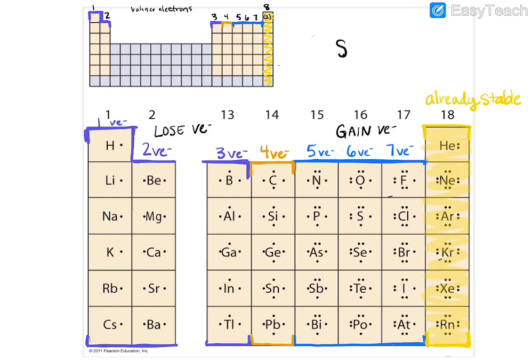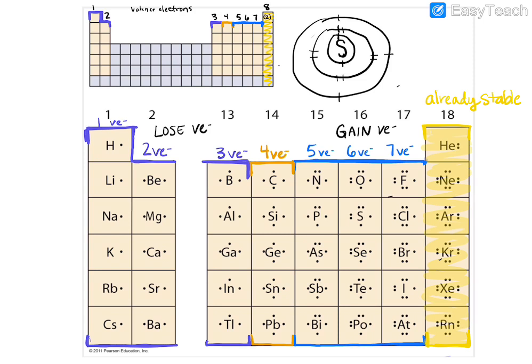So let's say we have sulfur. It's in period 3, so it's got 3 shells. So 1, 2, 3, 4, 5, 6, 7, 8, 9, 10, 11, 12, 13, 14, 15. It has 16 total electrons, and here 2, 4, 5, 6 are the valence electrons. So it will gain valence electrons. It will actually receive electrons from another atom in order to become chemically stable.